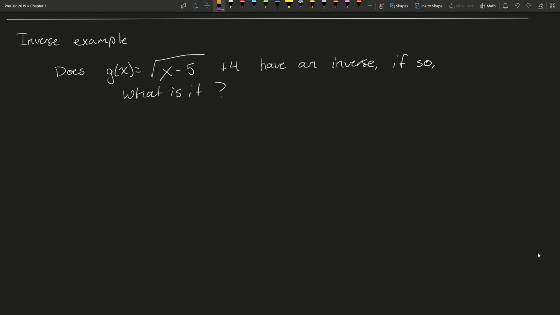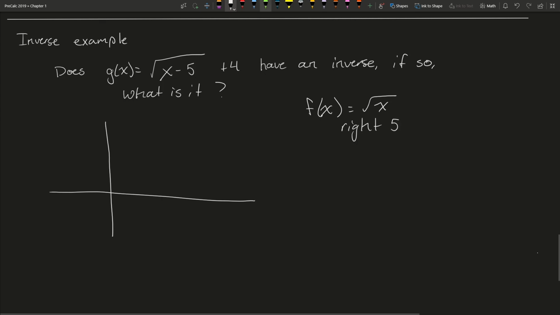So in this example, does this function have an inverse, and if so, what is it? The first thing we need to do is to determine whether or not it has an inverse. So this function has a parent function of f of x is equal to the square root of x, and it's shifted right 5 because of this, and then it's shifted up 4 because of this plus 4. So it's right 5, up 4.